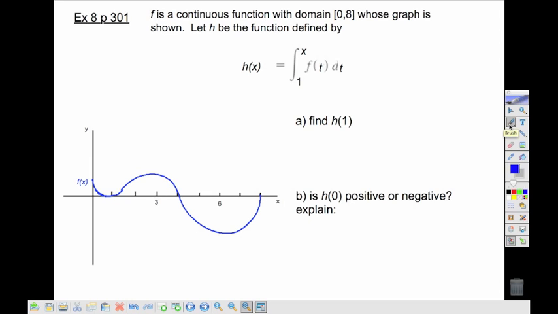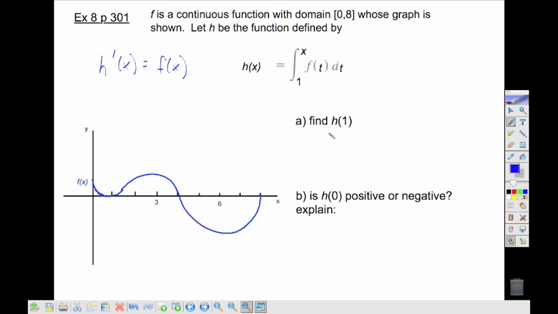Here's another example. We want to remember in these problems that we can think about integrals as dealing with area here. Now first of all, as we read this, it says f is a continuous function over this domain where h is the function defined below. Now since this is an integral, it means we're taking the antiderivative of f, which means that h prime of x is equal to f of x. So the derivative of this would give us the inside here.